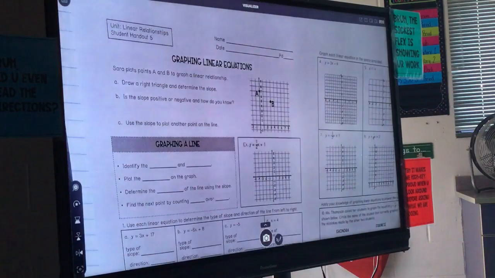All right, so it says Sarah plots point A and B to graph a linear relationship. Draw a right triangle and determine the slope. Is the slope positive or negative, and how do you know? And then use the slope to plot another point on the line. Okay, so kind of applying what we did yesterday. We have those 2 points. So you're drawing a triangle, you're finding the slope, you're identifying if it's a positive slope or a negative slope, and then you're putting another point. Go.